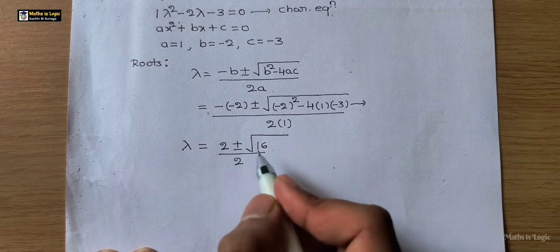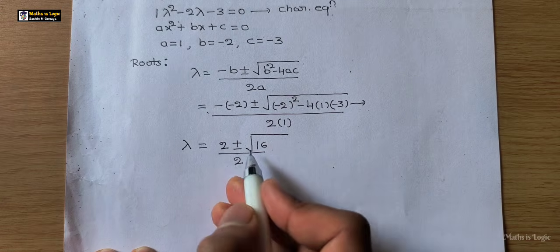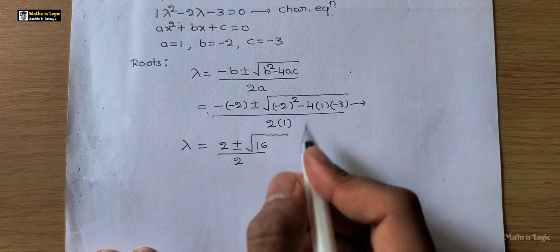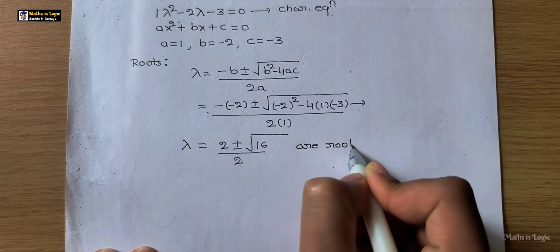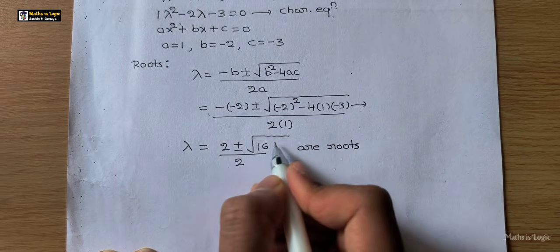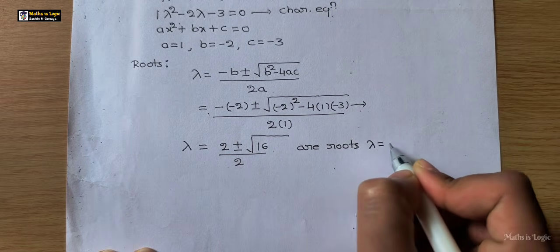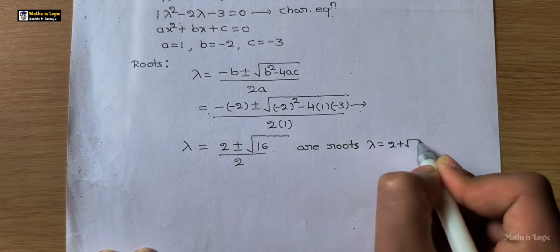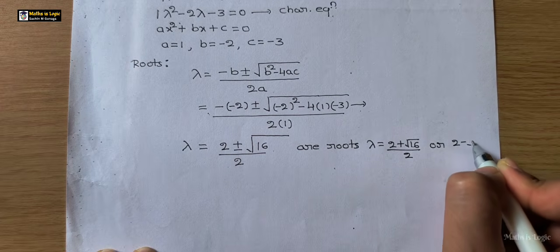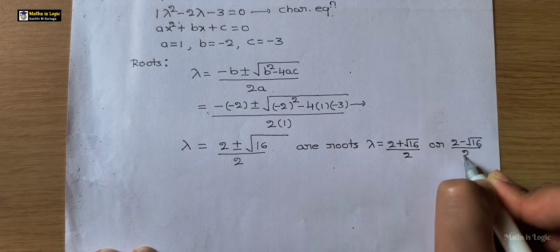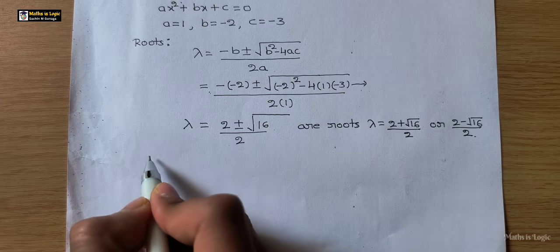So this is the final answer. Otherwise, if you want to do further simplification, we know these are called roots. One is a positive value, another one is a negative value. Otherwise you can write like this also: lambda is equal to 2 plus root 16 divided by 2, and another one 2 minus root 16 divided by 2. So these are called roots.